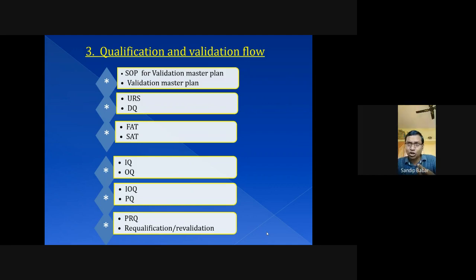So this is in short the first master document, URS. I will go into detail in the next slide on what URS includes. Next is DQ, that is design qualification. For complex equipment like a fermenter or bioreactor, this is applicable.